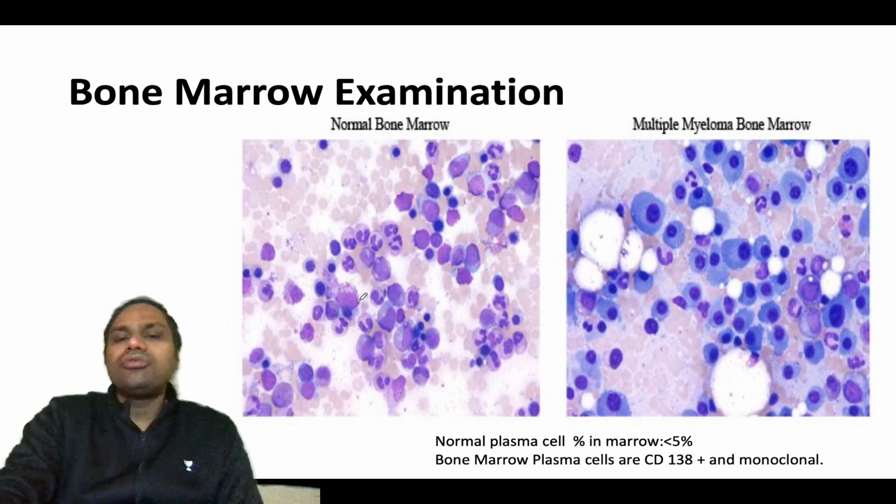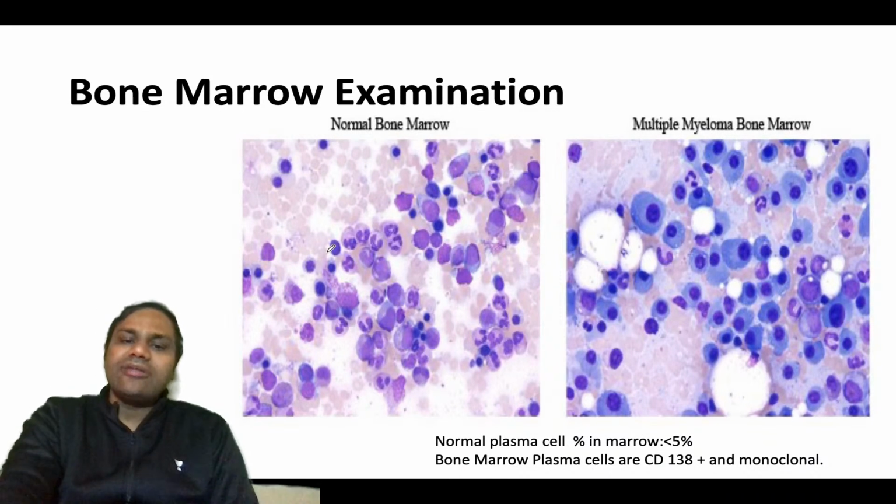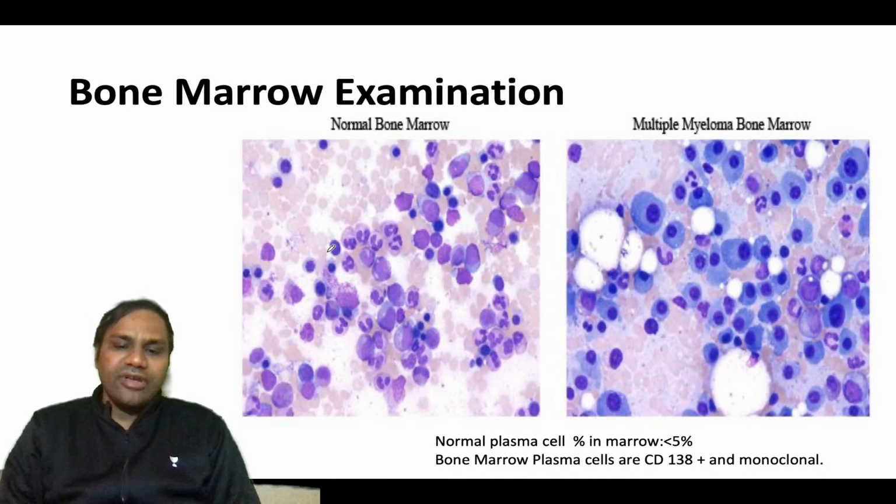The next thing you can do is bone marrow examination, where we can see plasma cells. As I have already said, normally there are less than 5% or less than 3% plasma cells, but in multiple myeloma you get more than 10% plasma cells in the bone marrow.